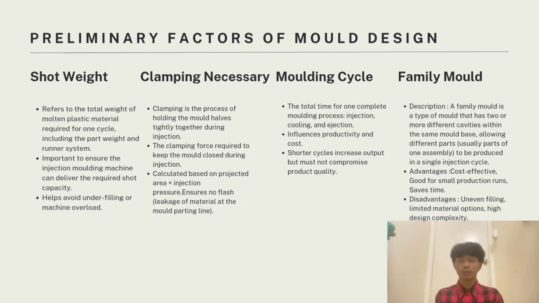Next is family mold. A family mold is a type of mold that has two or more different cavities within the same mold base, allowing different parts, usually part of one assembly, to be produced in a single injection cycle.